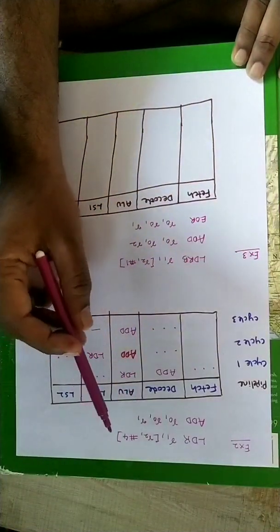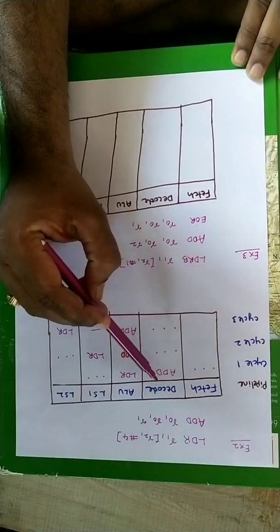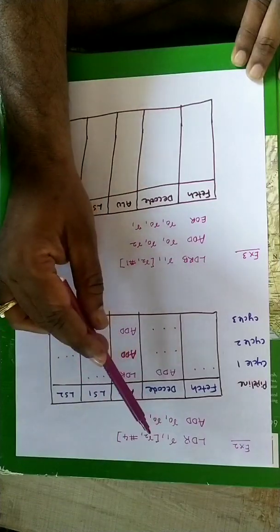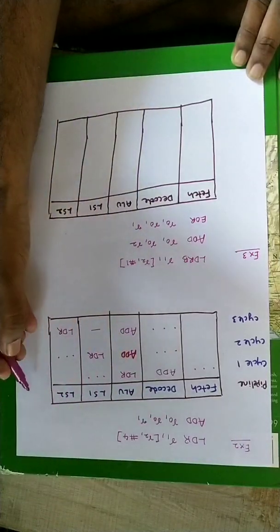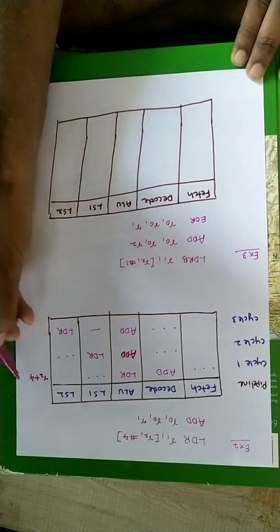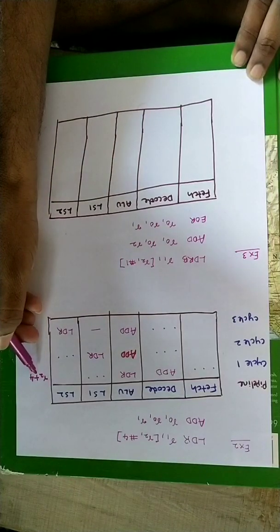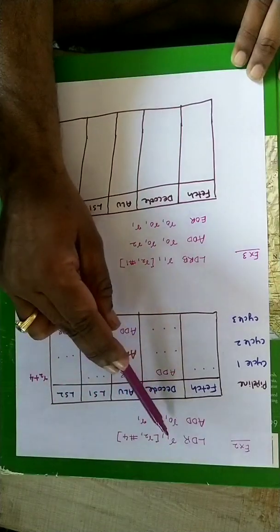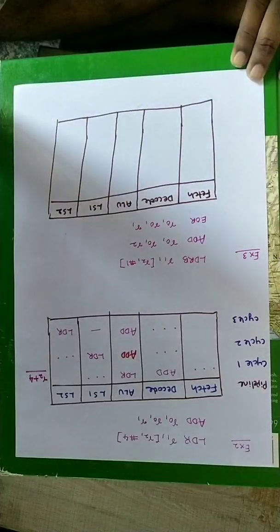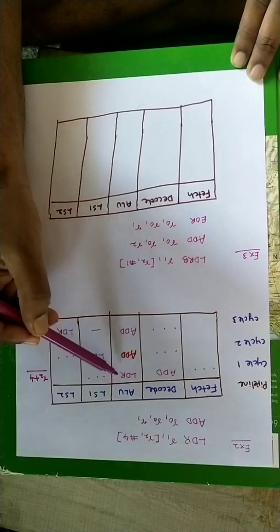In the first cycle, the LDR instruction will be fetched, then decoded, and will go to the ALU. Once the LDR instruction is executed, in the first cycle it does the operation R2 plus 4. This added data is moved into the R1 register. This is the function. In the first cycle, it does only the operation R2 plus 4. That is the execution of LDR.